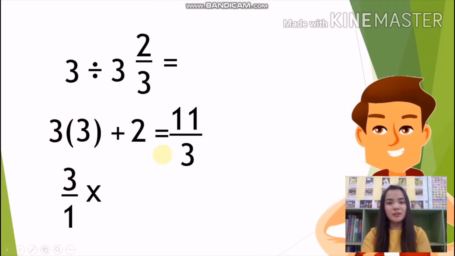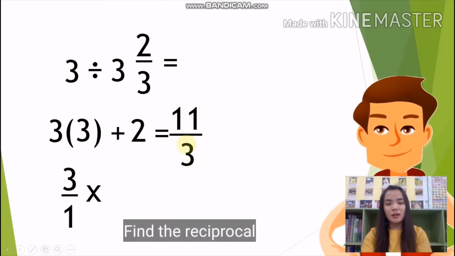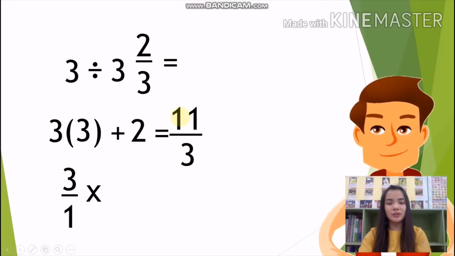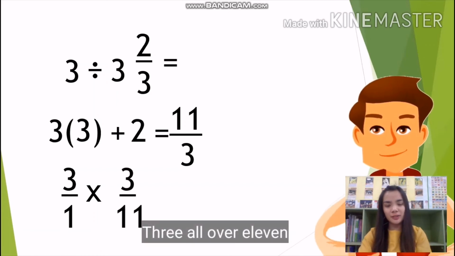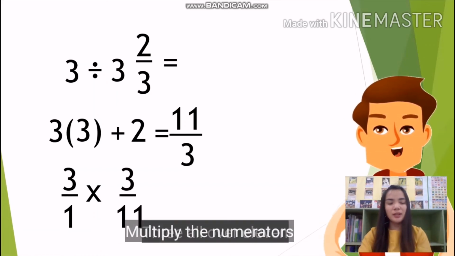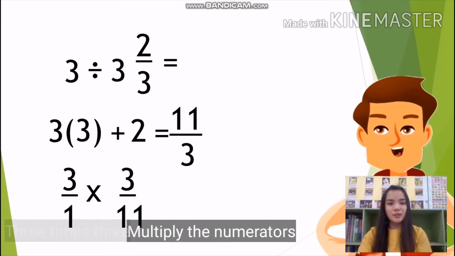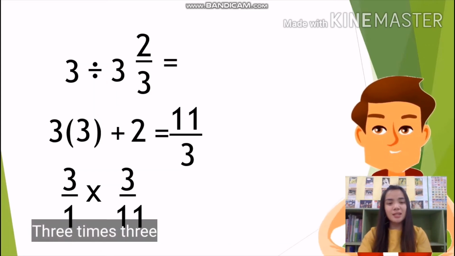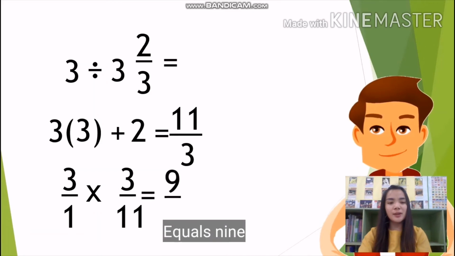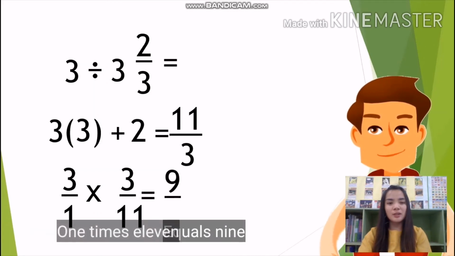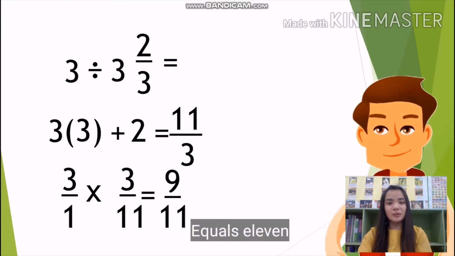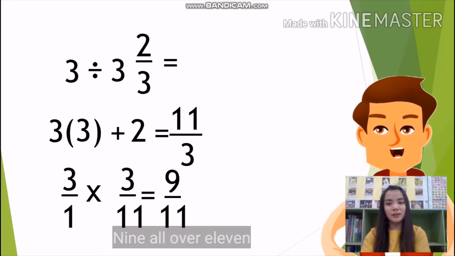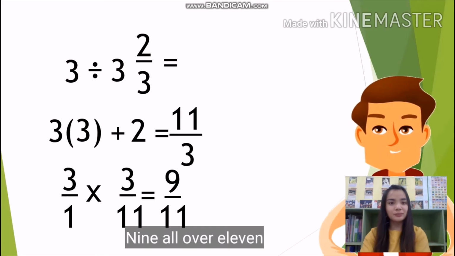we find the reciprocal of the second fraction. So instead of 11 all over 3, we're going to have it as 3 all over 11. Now we can multiply our numerators. So 3 times 3 is equal to 9. Then 1 times 11 is equal to 11. So our answer would be 9 all over 11.